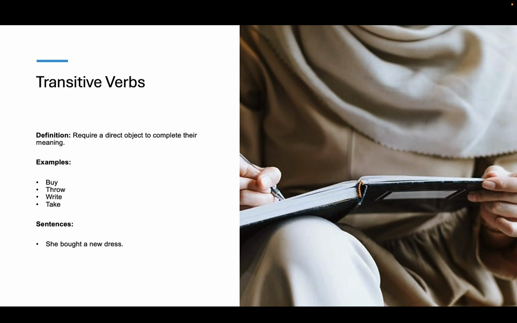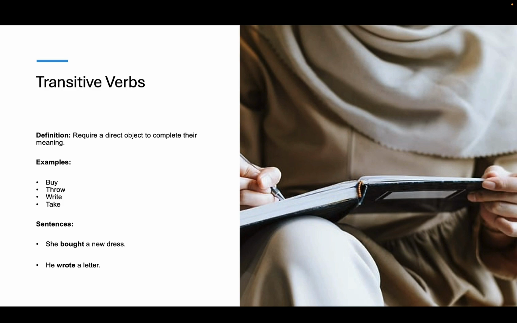The first one is, she bought a new dress. What do you think is the transitive verb here? Bought is the transitive verb in the sentence because it is the action that is done to the object, a new dress. What about this one? He wrote a letter. Which is the verb here? In this sentence, wrote is the transitive verb because the action is done to the object, a letter.